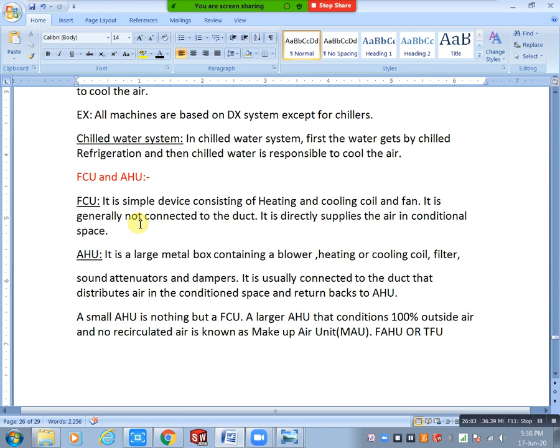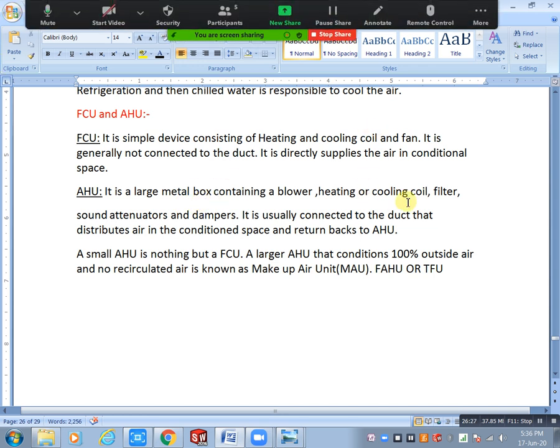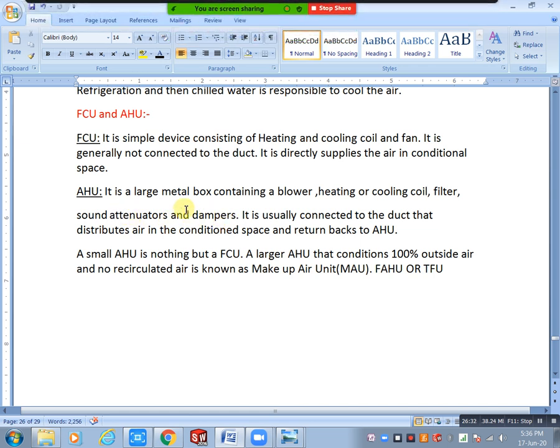But here you will take the AHU. It is completely large, and here we don't need duct routing, because we need uniform distribution of air. It is a large metal box containing a blower, heating or cooling coil, filters, sound attenuators and dampers. It is usually connected to the duct and distributes air in the conditioned space and returns back to the AHU. Mostly we use AHUs for uniform distribution.